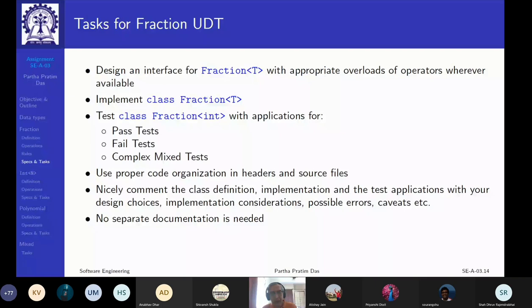We are not asking for separate documentation of what you have done. So you should nicely comment the class definition, the implementation codes, the test application, to highlight the design choices you have made, the implementation considerations you have given, possible errors that it might have, if there's some caveat and so on. Right? So this is the task. This is the notion of the fraction unit and the task to design it. Let me stop and ask if there are questions. Then otherwise I'll go on to discussing the other two utilities.